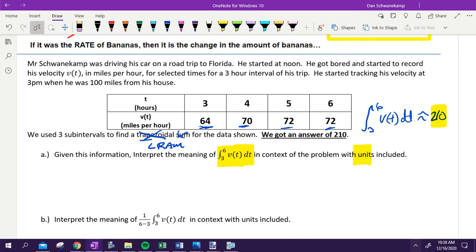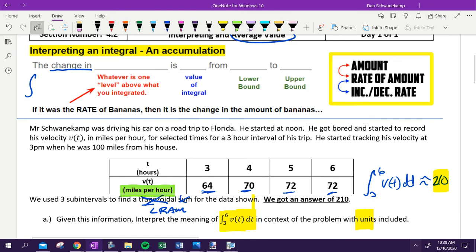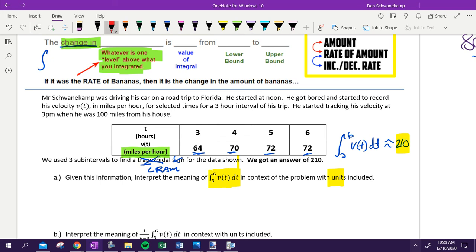I integrated. What were the units on this originally? Miles per hour. I integrated miles per hour. If I integrate it, then it's going to tell me the change in whatever is one level above what I integrated. So if I integrated miles per hour, what is it actually going to tell me? Miles. So the change in miles is 210 from 3 to 6 p.m.